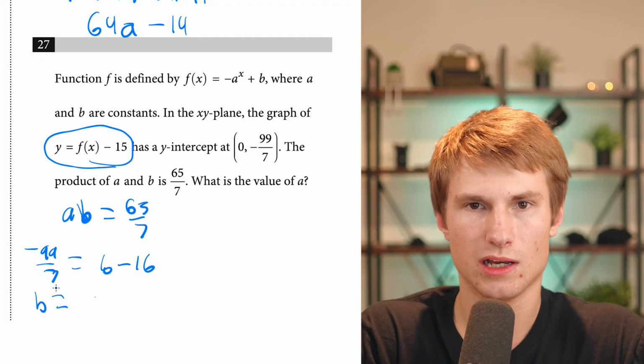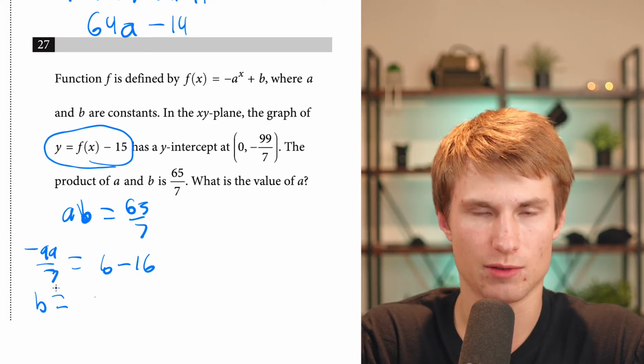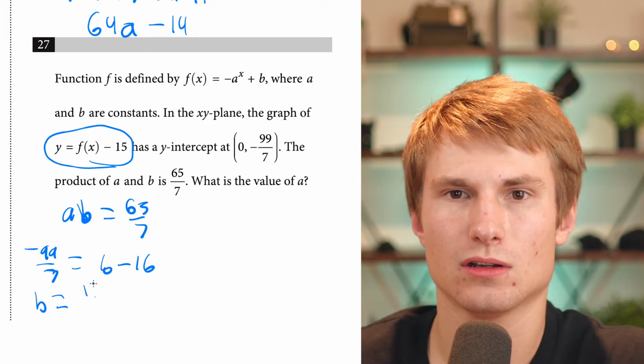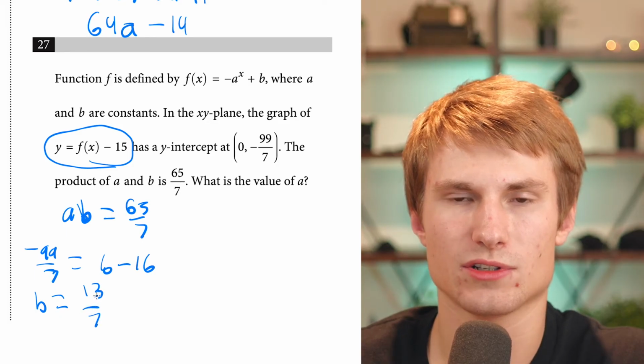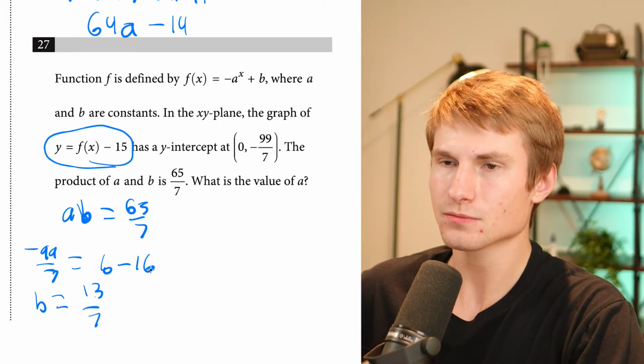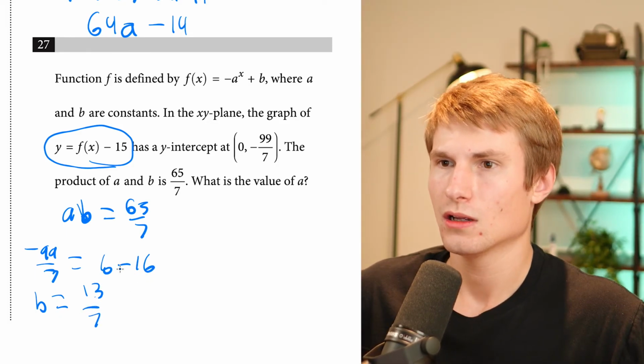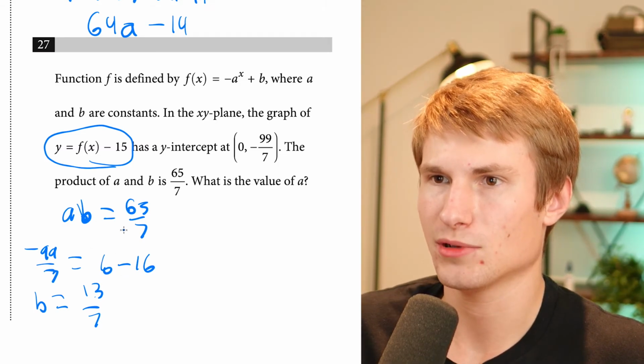So ultimately, I will add 112 to negative 99. That'll give me positive 13 over 7. Okay, so positive 13 over 7 as the value of b. Now from here, let's go ahead and plug that in.